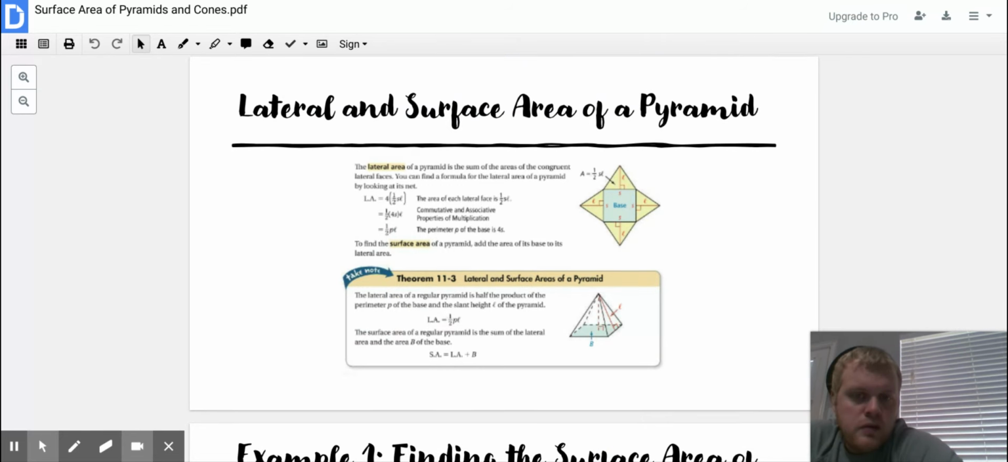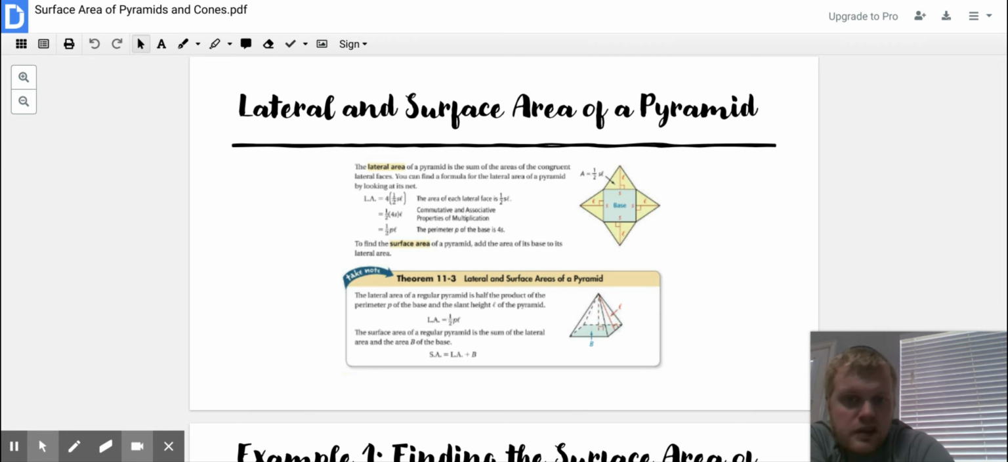Again, so here are some formulas that we need to know for our pyramids. The lateral area of a pyramid is the sum of the areas of the congruent lateral faces. You can find a formula for the lateral area of a pyramid by looking at its net. Again, remember, a net is just a three-dimensional figure unfolded. So there's our base, and then there's our four isosceles triangles that went around the base. Our formulas are pretty much the same formulas that we've seen before. SA equals LA plus, this time it's just going to be B because there's only one base. So for pyramids, it's not 2B. That goes with prisms and cylinders. Pyramids are just going to be B because there's only one base.